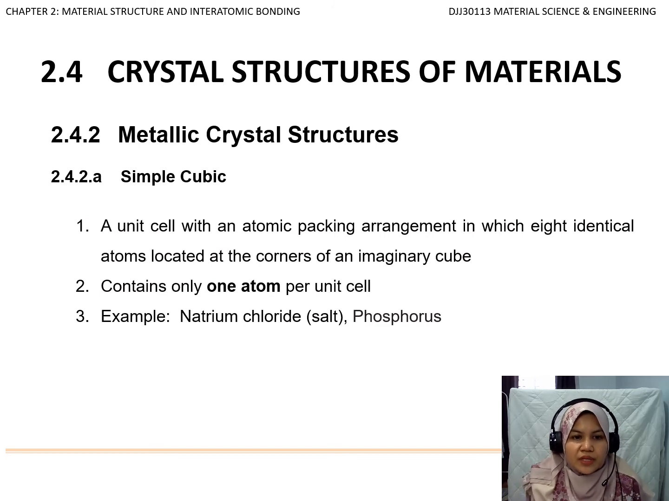Okay, what is simple cubic? A simple cubic is a unit cell with an atomic packing arrangement in which 8 identical atoms are located at the corners of an imaginary cube. That means at every corner there is one atom. So the total is only 1 atom. It contains only 1 atom per unit cell. For example, sodium chloride or salt, and phosphorus.